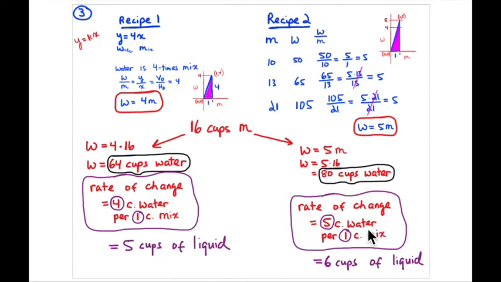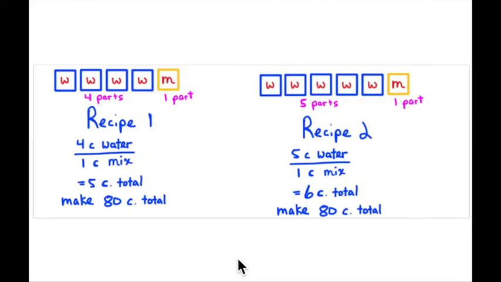And for recipe number 2, you have 1 cup of mix, but you have 5 cups of water. So this gives you a total of 6 cups of liquid. So recipe number 2, you get more liquid, and we saw that before. You get more liquid if you use the same amount of mix. So this is 6 total cups of liquid. Recipe number 1 is 5 total cups of liquid using just 1 cup of mix.